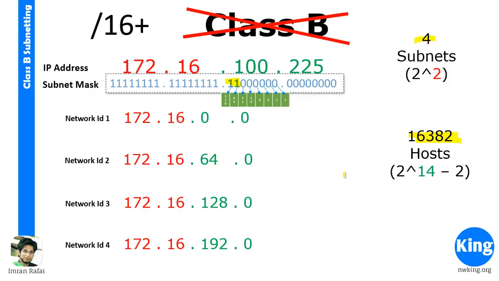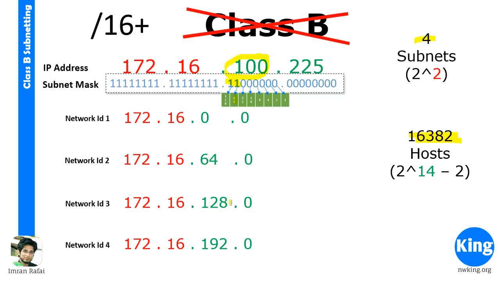How do we get the next or subsequent network IDs? We know we need to add the place value of the last bit. Place value of the last bit is 64. Where is the last bit? It's on the third octet. So we need to add 64 to the third octet. So it's 172.16.0.0. Add 64, it becomes 64.0.